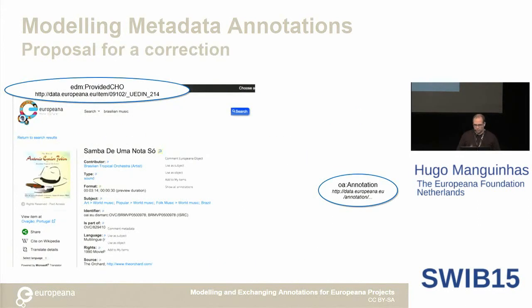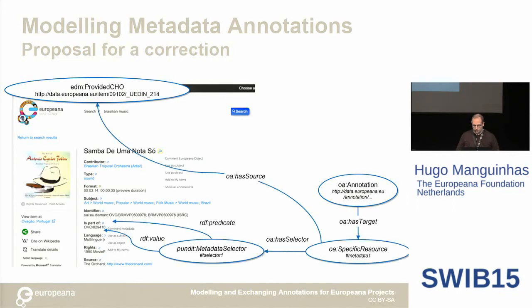So this is our proposal for modeling metadata annotations. We have the provided CHO again, and the annotation. As a target, we have a specific resource, which then has a selector selecting the actual statement in the metadata that I want to say something about. Here we define the Pundit metadata selector with the predicate and the value, and the source also links to the provided CHO. This is similar to an RDF statement, but follows the WA guidelines.